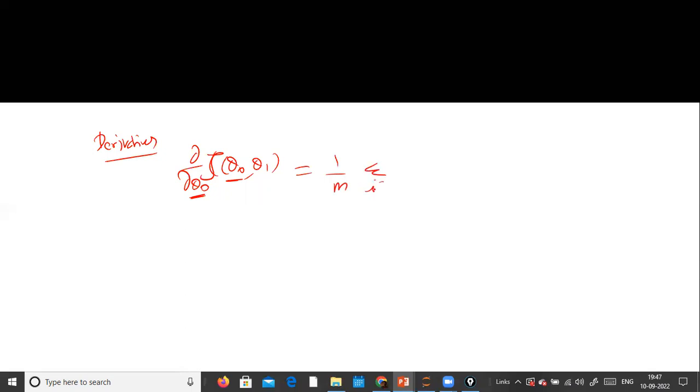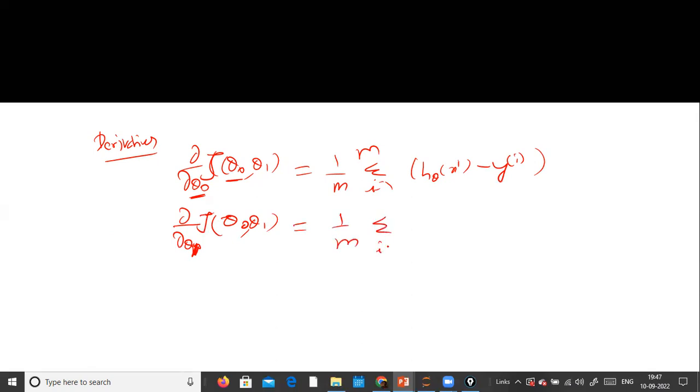So it is equivalent to 1 by m, sum from i equal to 1 to m of h theta of x i minus y i. And dou by dou theta 1 of J of theta naught comma theta 1 is equivalent to the same equation, but multiplied by x i: h theta of x to the power i minus y to the power i, into x to the power i. Got it? This is your derivative.